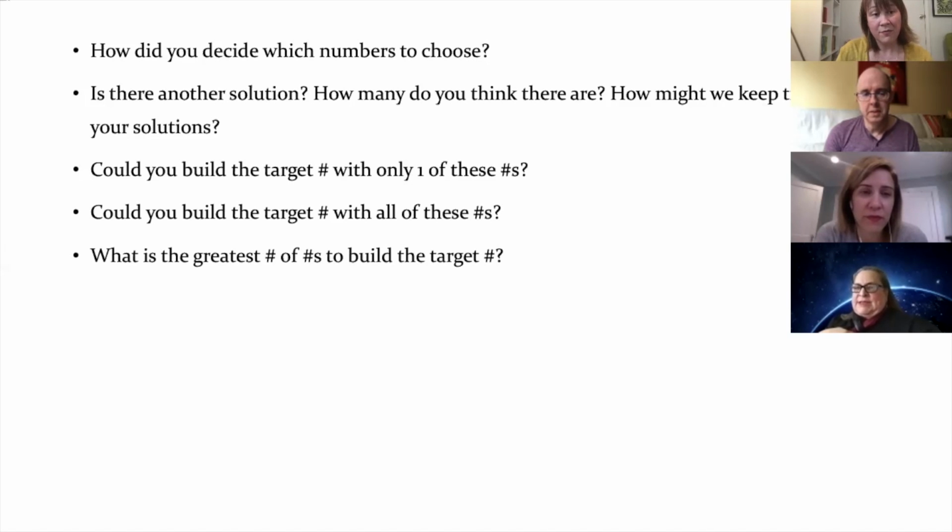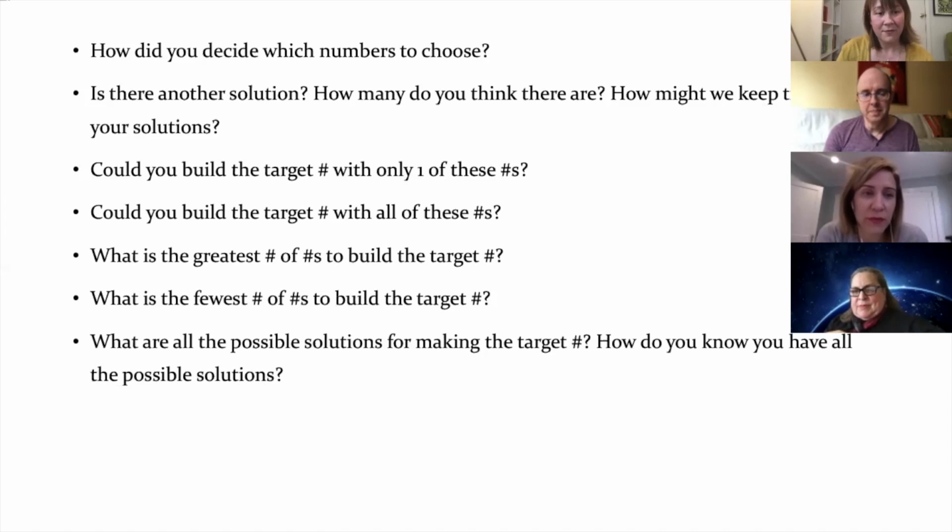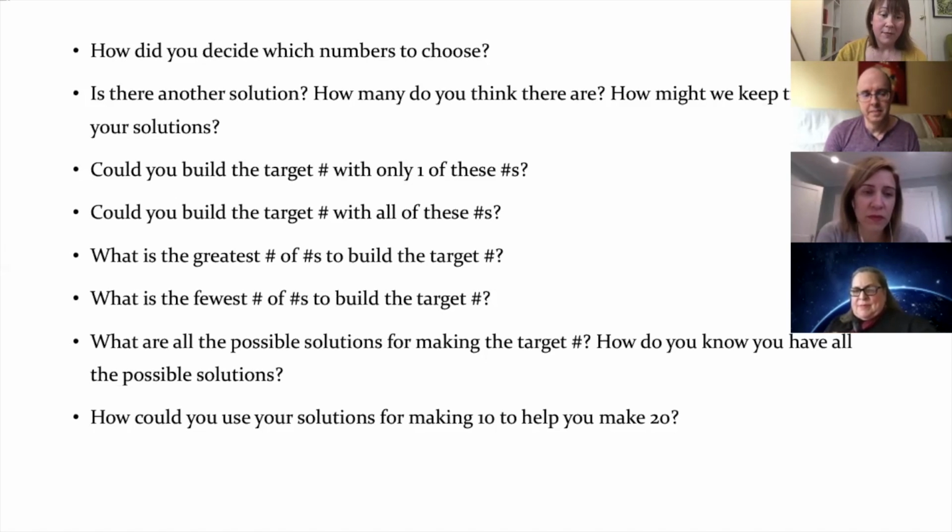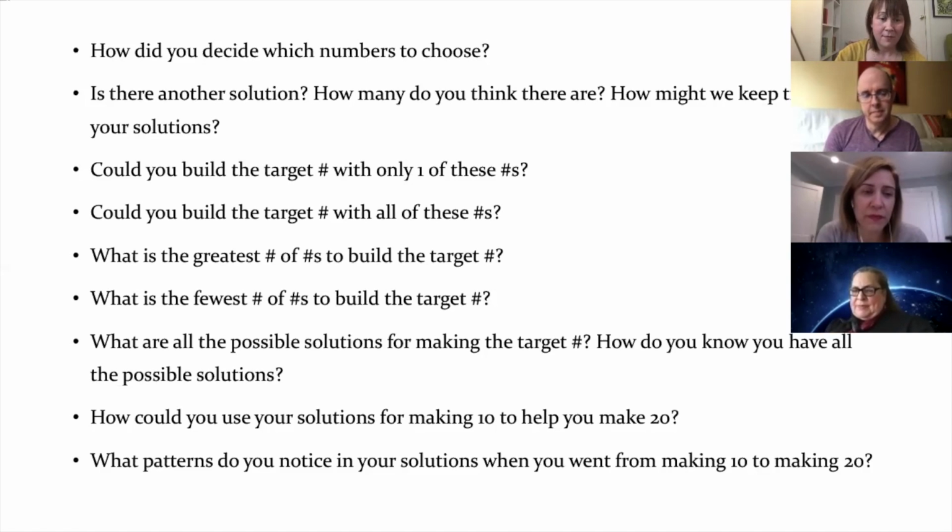What is the greatest number of numbers to build the target number? What is the fewest number of numbers to build the target number? What are all the possible solutions for making the target number? And how do you know you have all the possibilities? How could you use your solutions for making 10 to help you make 20? And what patterns do you notice in your solutions when you went from making 10 to making 20?